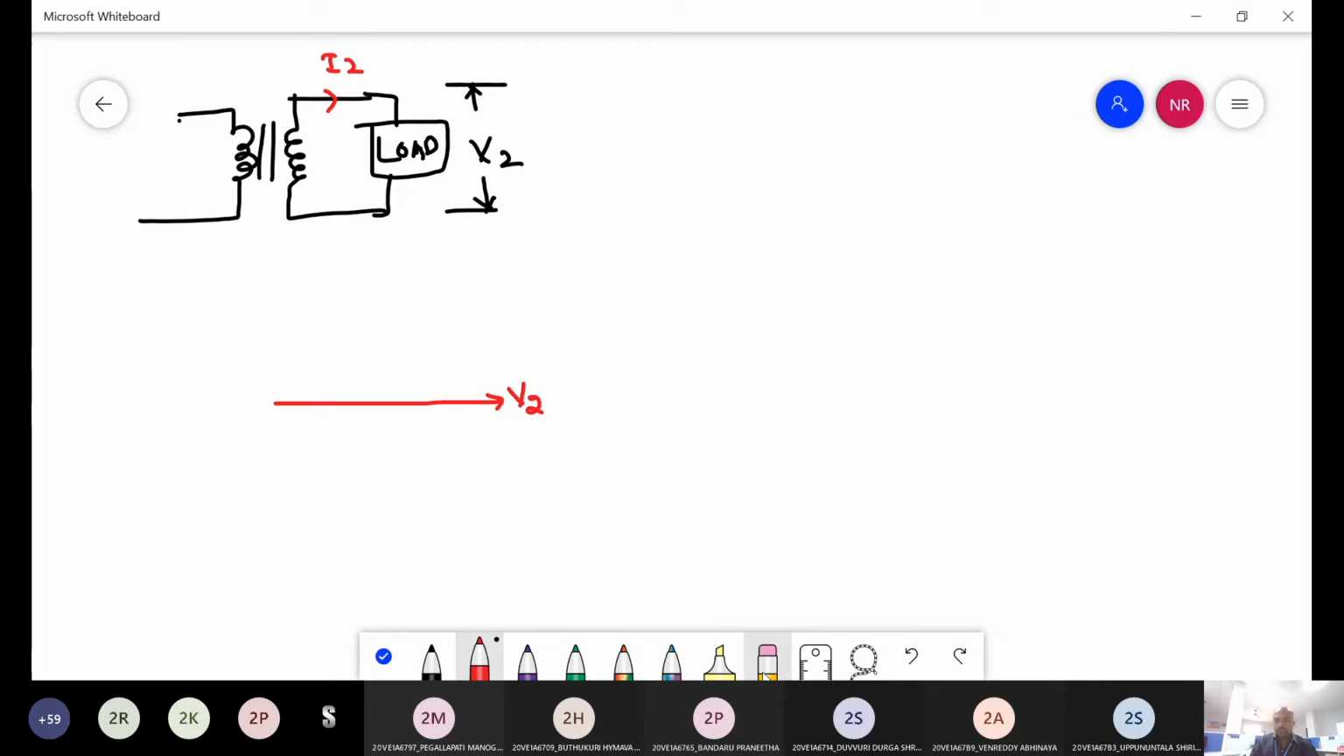One second, not this one. Okay, so the secondary side magnetizing. Yeah, okay, got it.